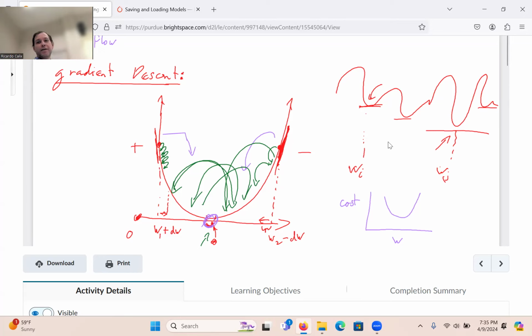But in this one, notice that it's got this bottom, and this bottom, which is probably, for this graph, the optimum. But you are not guaranteed in deep learning to reach that optimum. Why? Because you start with random values. So I always give this analogy.